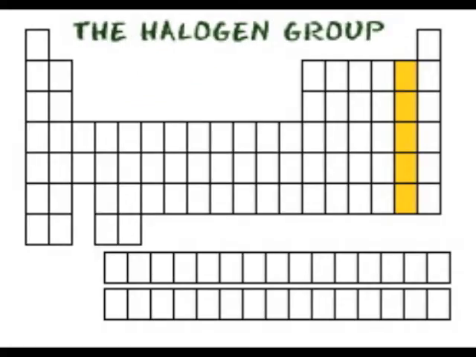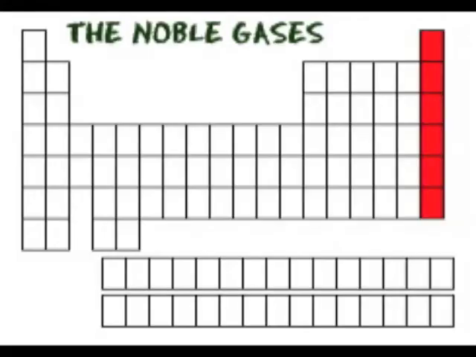The halogen group is located in the second column from the right side of the periodic table, also called Group 17. The most common elements in this group are fluorine, chlorine, and bromine. These elements have 7 electrons in their outer shell, 1 electron shy of having a full shell. A few elements that are considered halogens are fluorine, chlorine, and bromine.